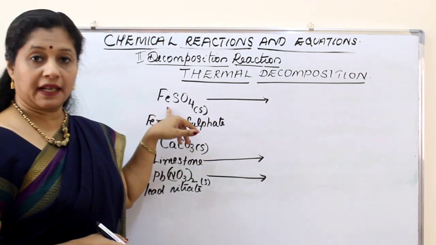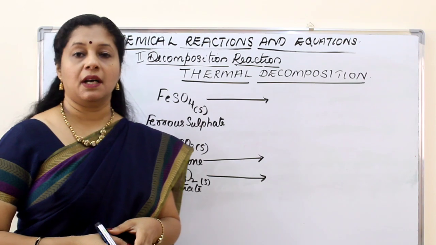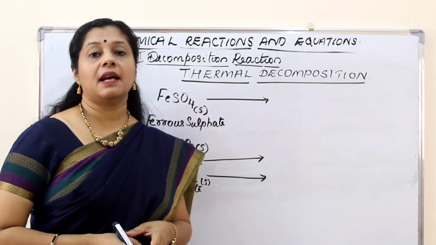So iron's ferrous sulfate is taken in a test tube. What is the color of this ferrous sulfate? It is a white powder.